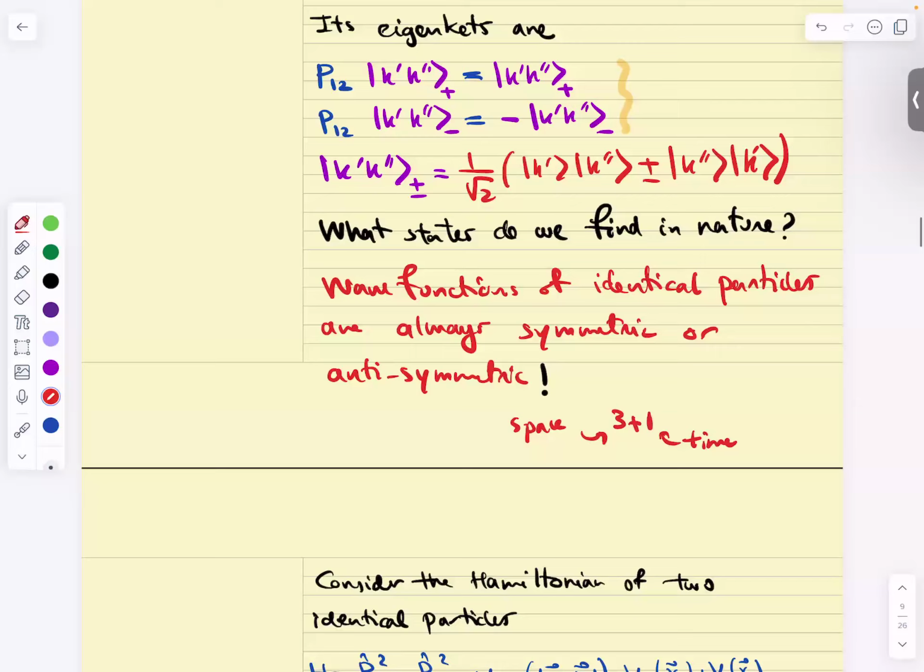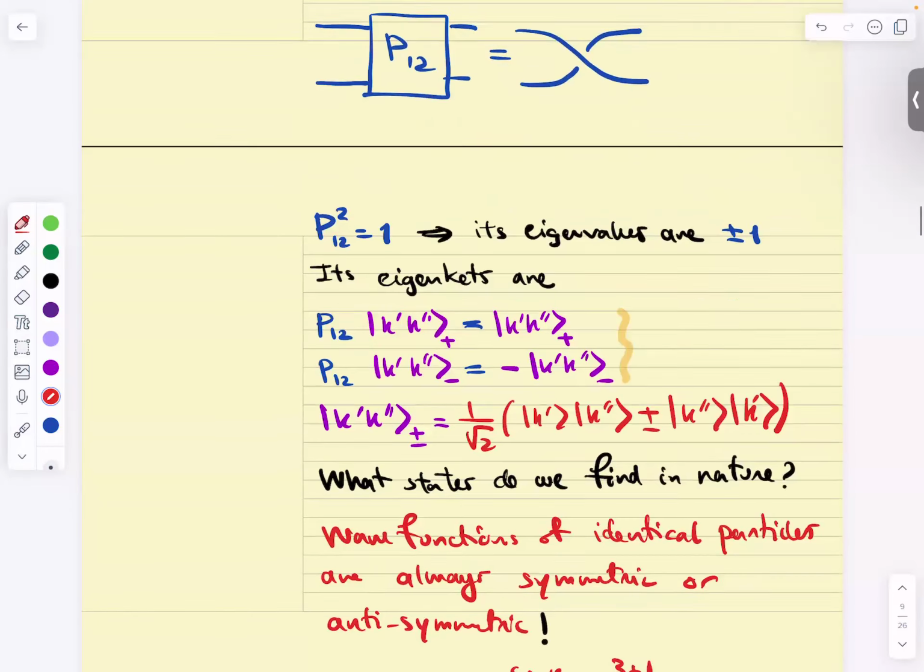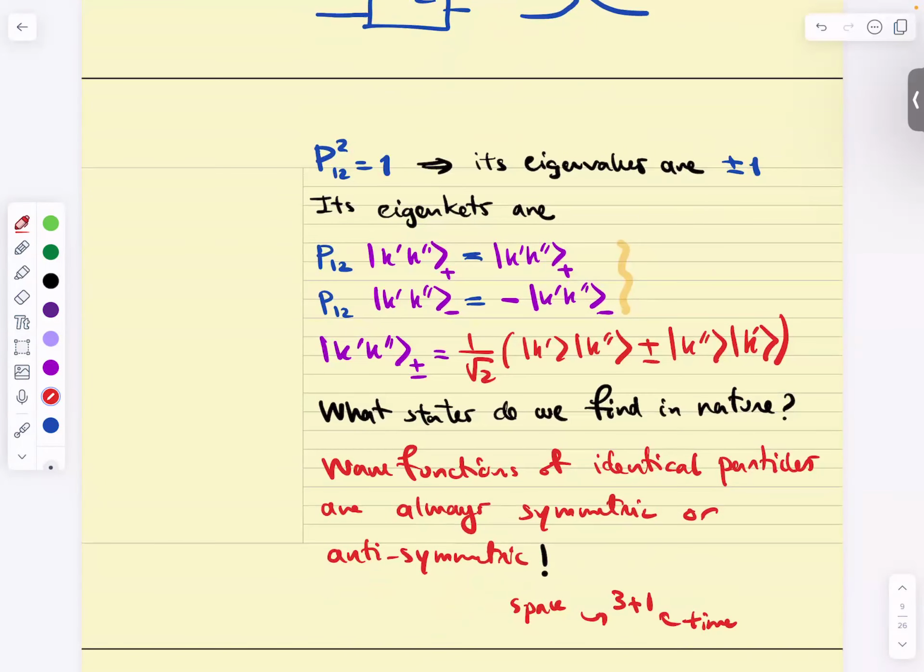Okay, good. Any questions about this? So this is an empirical fact that the law discloses.